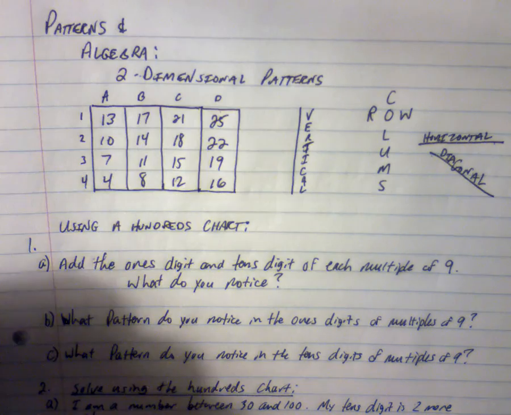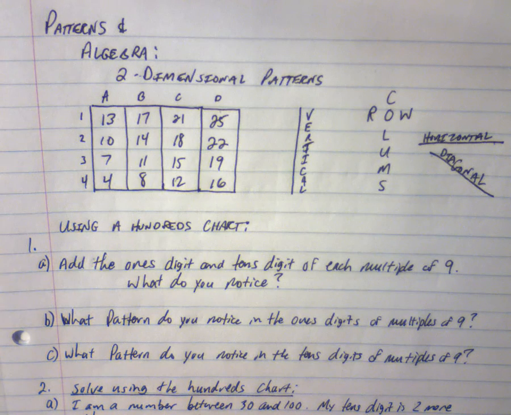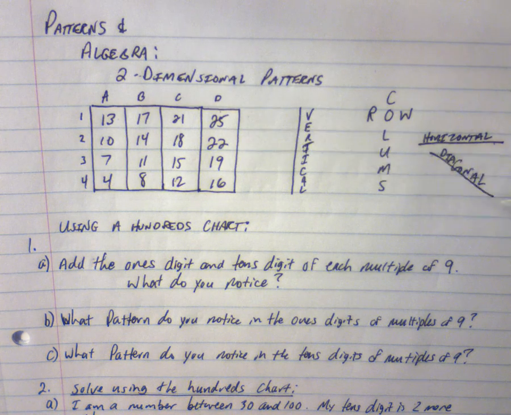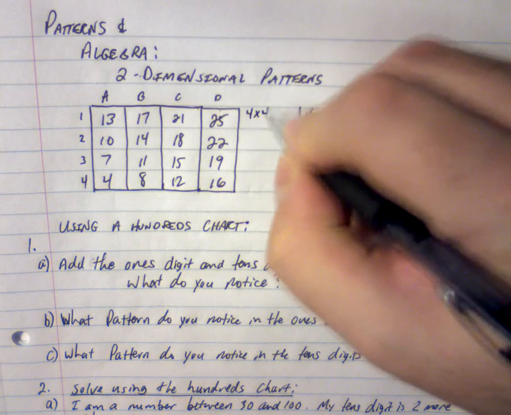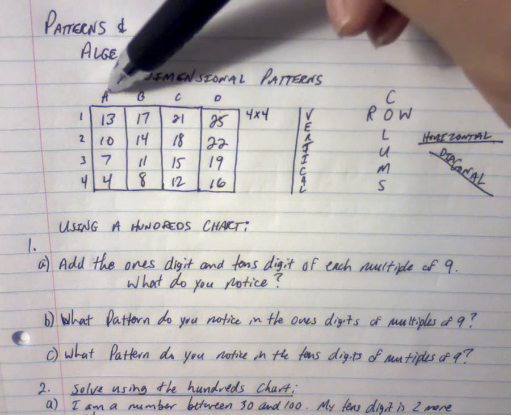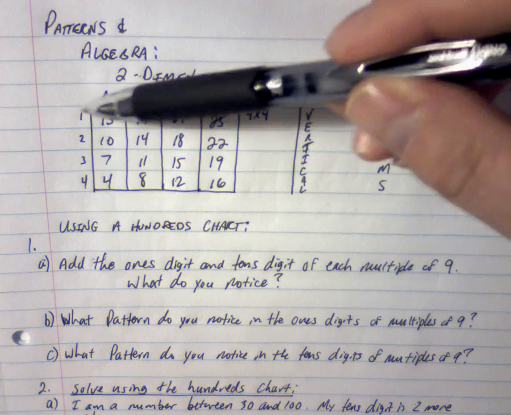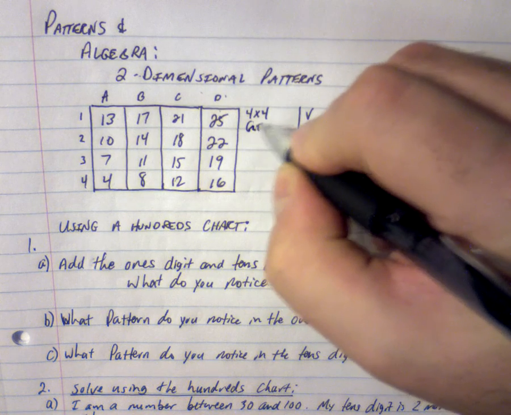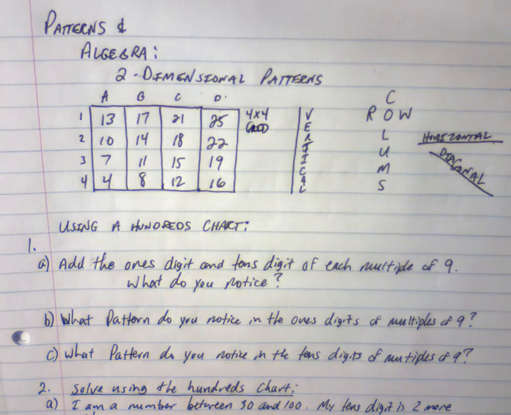We're going to be looking at many different patterns, typically using hundreds charts today. And if you notice down below, I have some questions that I would like you to do. But what I would like you to do right now is, you can see this grid. This is a 4x4 grid, and it is a 4x4 grid because it has 4 columns and 4 rows. So what I would like you to do is draw out this 4x4 grid.